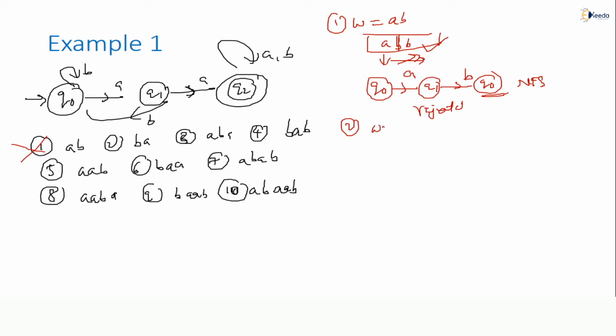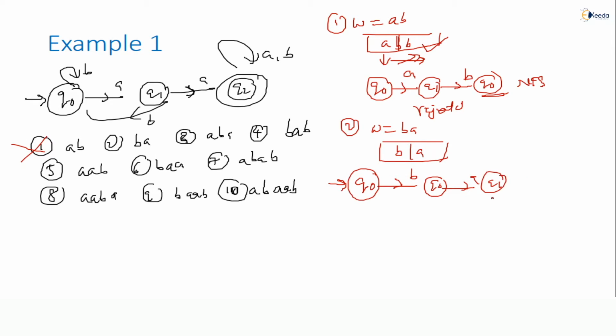Take the second one, W equal to BA. Will that be accepted or not? The input tape contains B and A, two symbols. As I mentioned, to check acceptance, start the string with the initial state, and it must reach any one of the final states. Then we can say accept, otherwise reject. Q naught on B, Q naught only. Now Q naught on A, Q1 only. Q1 is a non-final state, so again it is rejected.